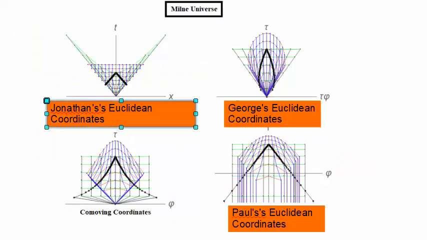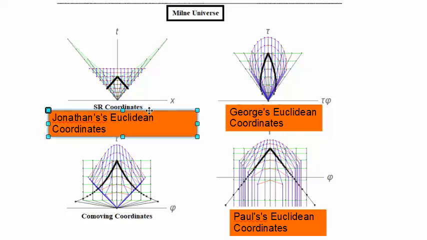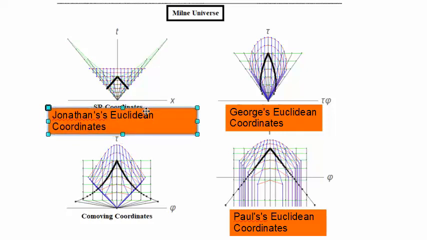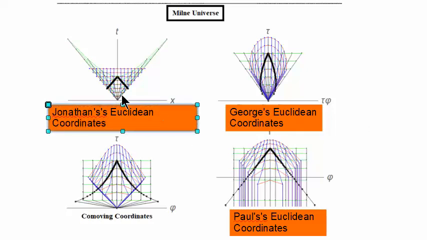So here is kind of how I would try to represent the nature of the debate. I think that this represents the Euclidean coordinates, and this is actually the only version of things that I would call the Milne universe, because this represents space. The x coordinate here represents space, and these other things, tau phi, those don't represent the true distance between points.